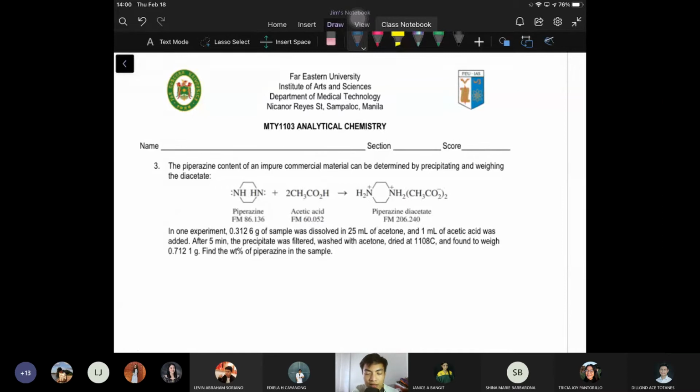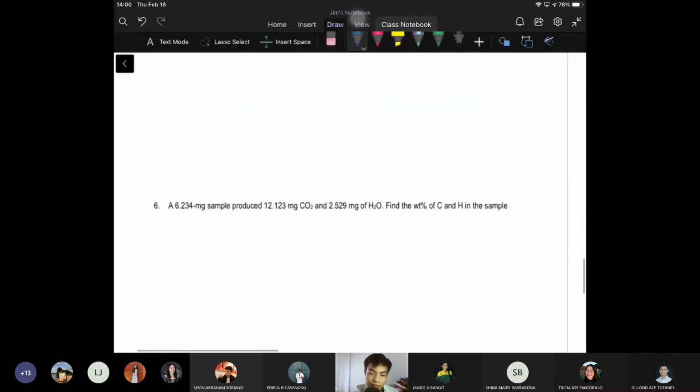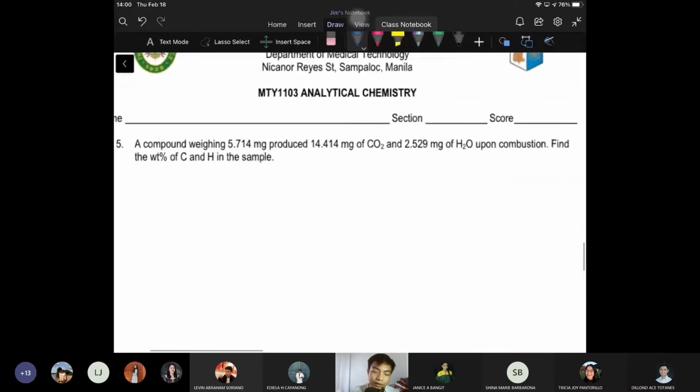And yan, familiar naman kayo doon, no? Second problem. Ito. Remember, dalawa yung types ng gravimetric analysis. It could be precipitation method or pwedeng volatilization method. Yung kanina precipitation method yon, it involves precipitating your analyte into a solid, and then titimbangin mo siya later on.